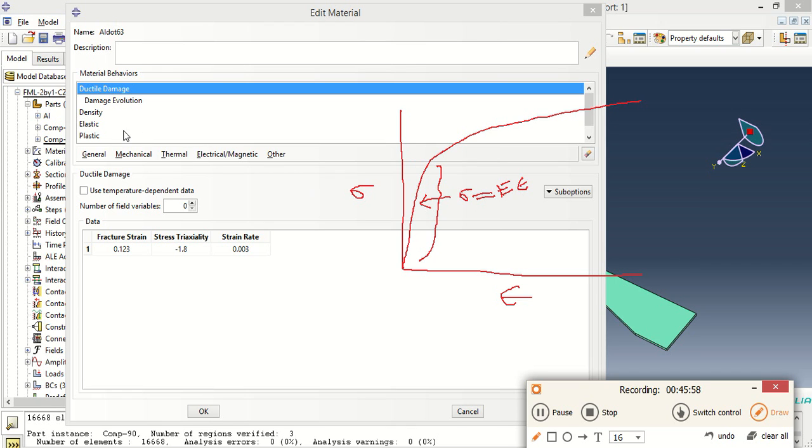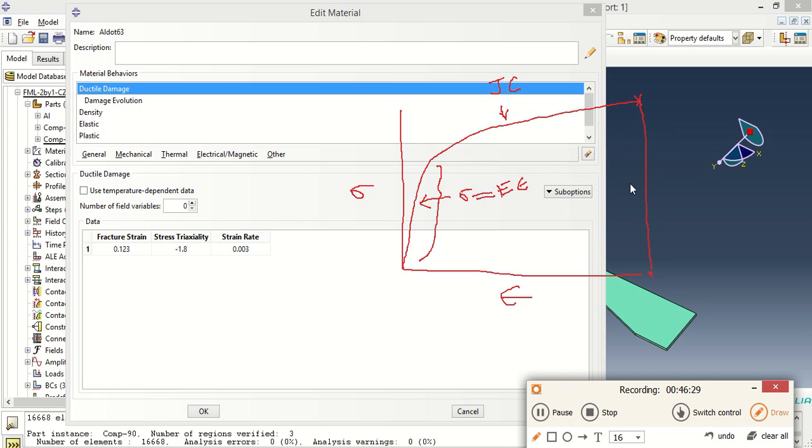Okay, so my elastic part will take care of this part. After that, my plastic part will be there, which is represented by the Johnson-Cook model. Okay, and after this is reached, there is something called damage, ductile damage. That means damage initiation criteria. This shows me what my failure strain or the fracture strain is. So the failure strain will be around here.